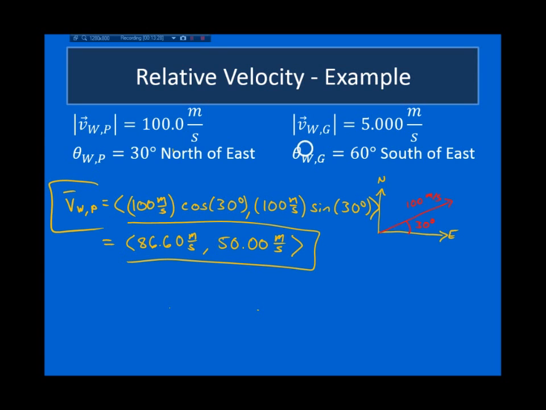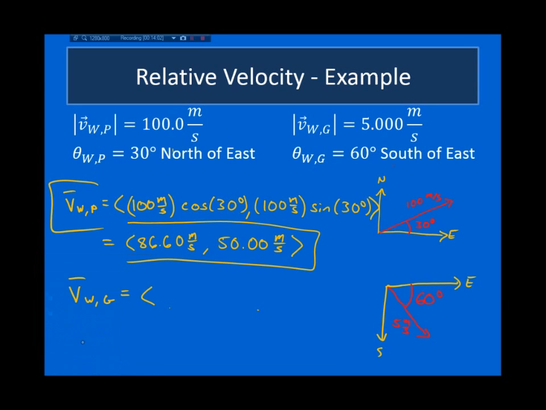Now, we'll have to decompose this vector as well, so the velocity of the wind with respect to the ground. So let me go ahead and draw a picture of this. This is 60 degrees south of east. So here's east, here is south. All right, so 60 degrees south of east. That means looking at something like this. This is 5 meters per second, and it's this angle here that's 60 degrees, right? If we're 60 degrees south of east, then it's this angle.